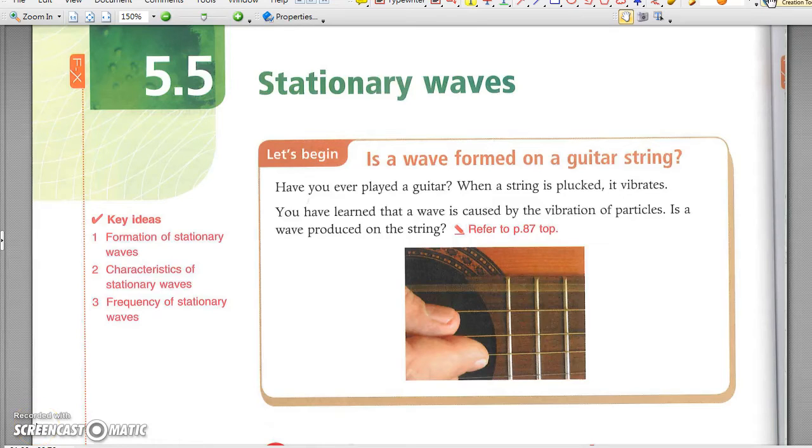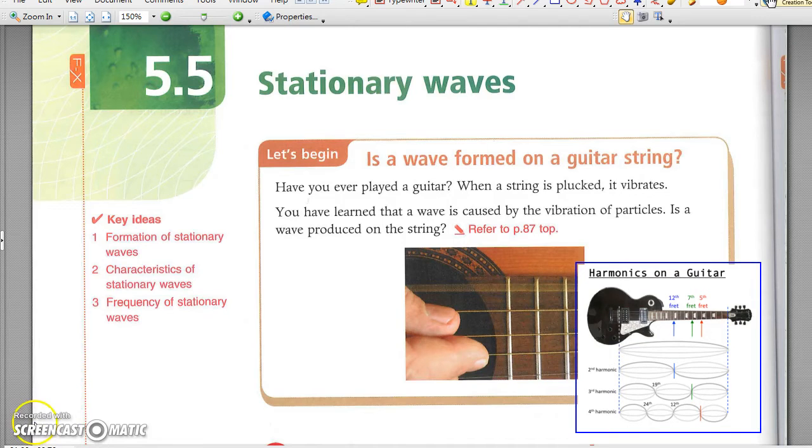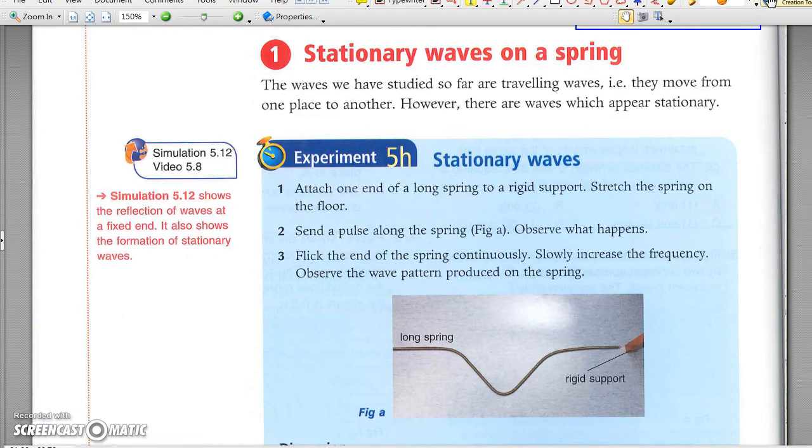Chapter 5.5 Stationary waves. 1. Stationary waves on a spring.